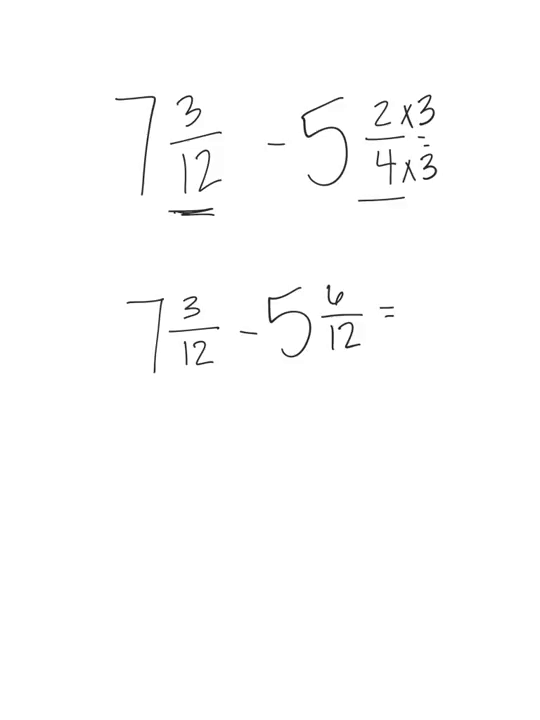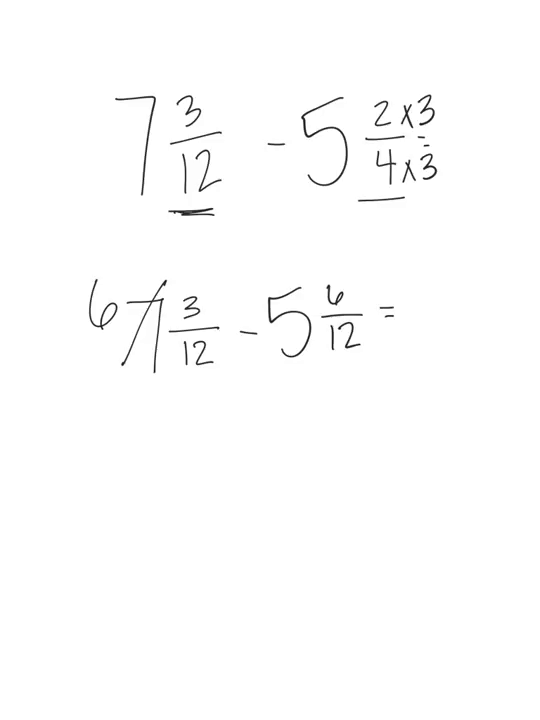Okay, so I have 7 3/12 minus 5 6/12. Well, if you guys notice, 3/12 is smaller than 6/12. So when you go to subtract, I can't do 3 minus 6, so I have to regroup. I'm going to regroup by borrowing from my whole number, so that 7 becomes a 6.